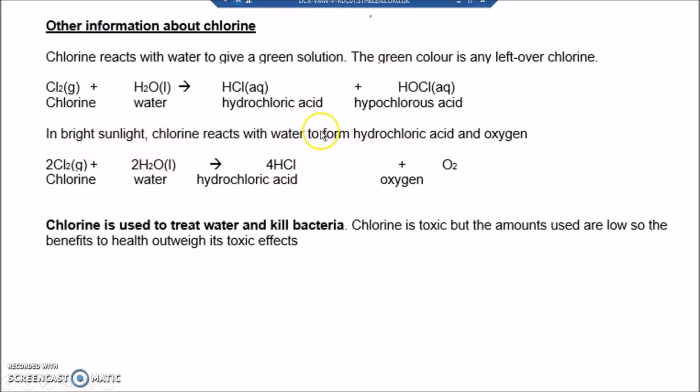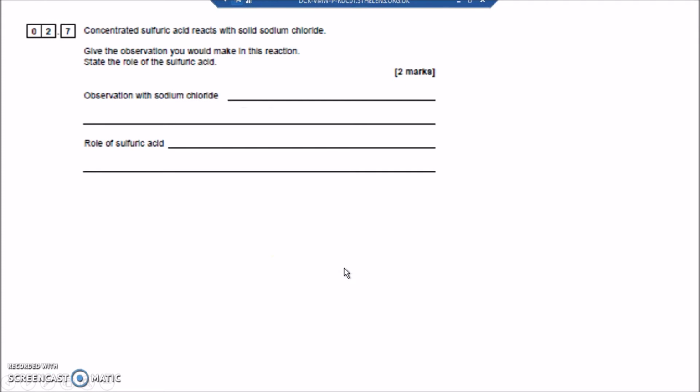In bright sunlight, it reacts with water to form hydrochloric acid and oxygen, and chlorine is used to treat water and kill bacteria. A common question is, chlorine's toxic, so why is it put in water? How can we get away with treating water if chlorine is toxic? The amounts are so low that the benefits to our health in killing the bacteria outweigh its toxic effects. Let's have a look at the question now.